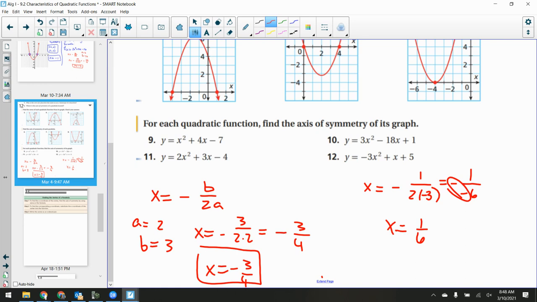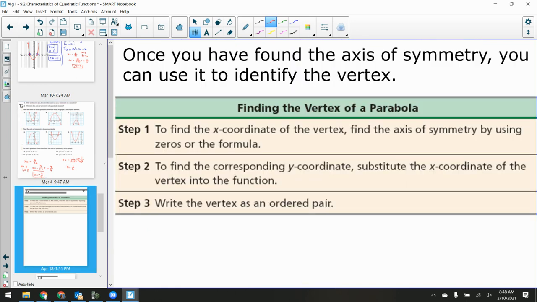So what we're going to do today is finding the vertex given an equation. Once you've found the axis of symmetry, you can use that to identify the vertex. Now, look at the phrasing here. Once you have found the axis of symmetry, that implies that you have to find the axis of symmetry first if you want to find the vertex.